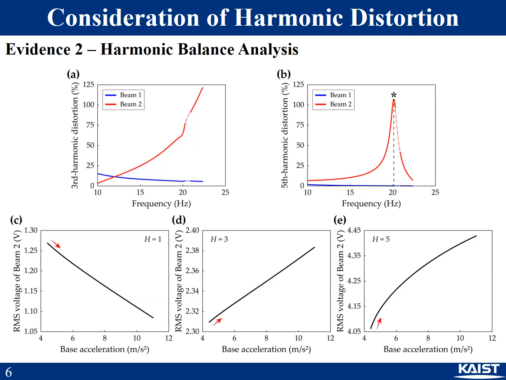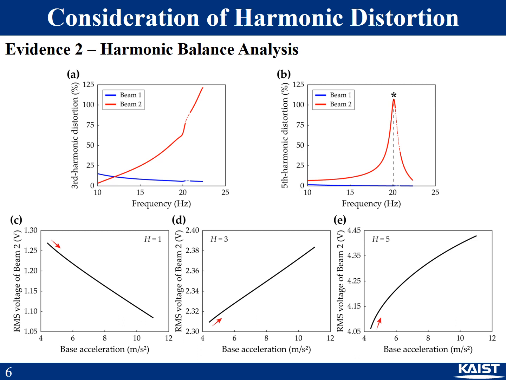In this case, the third harmonic distortion and fifth harmonic distortion are plotted in A and B respectively. These demonstrate that harmonic distortions are significant for beam 2. If the RMS voltage output of beam 2 is calculated at the point with the asterisk in B, figure C shows that the estimation decreases as the excitation intensity increases. However, if the third harmonic distortion is considered, voltage output is proportional to the excitation force as shown in figure D.